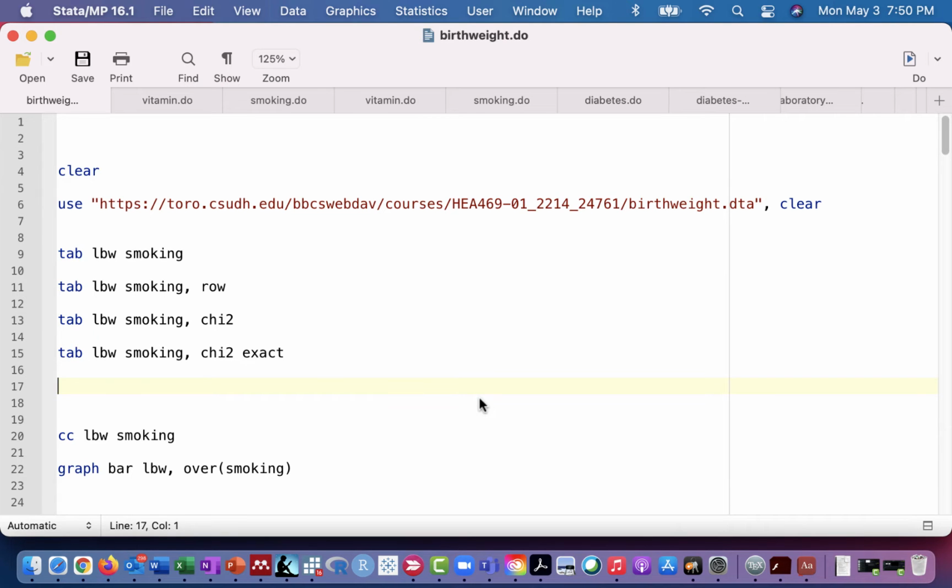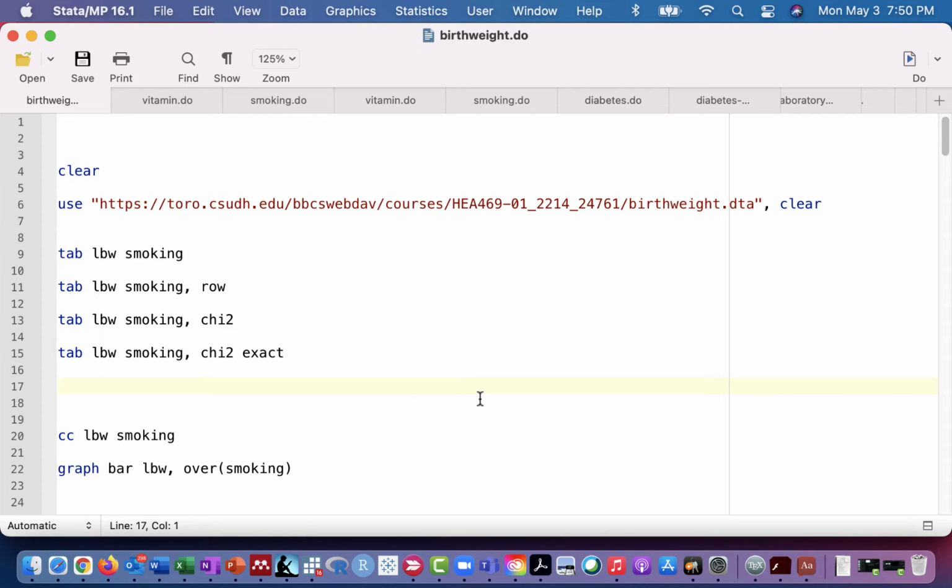So the data set's birthweight.dta, and what we're going to do is analyze two variables, LBW and smoking. LBW stands for low birth weight. LBW is equal to 1 if it's a low birth weight baby, and LBW is equal to 0 if it's not a low birth weight baby. So LBW 1 is low birth weight and LBW 0 is normal weight. And similarly, smoking is equal to 0 if the mother did not smoke during pregnancy, and 1 if they did smoke.